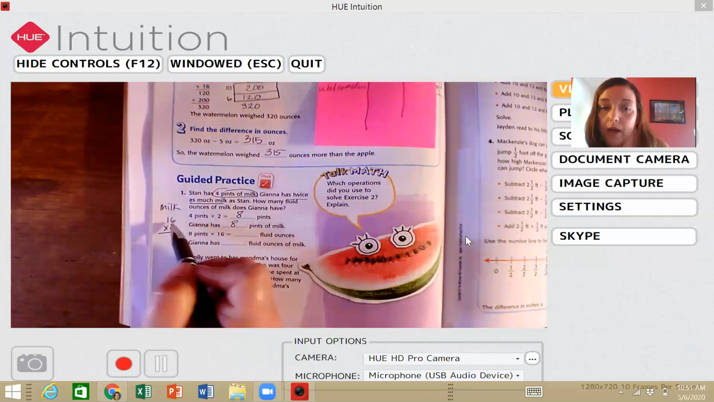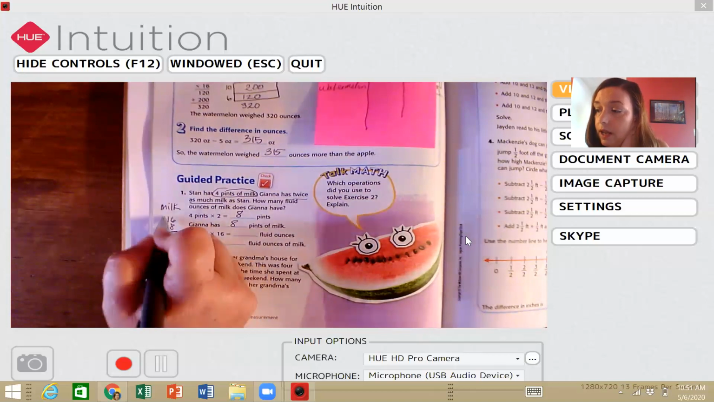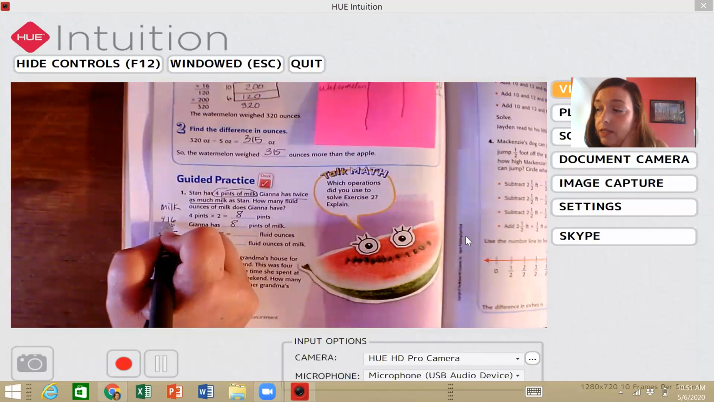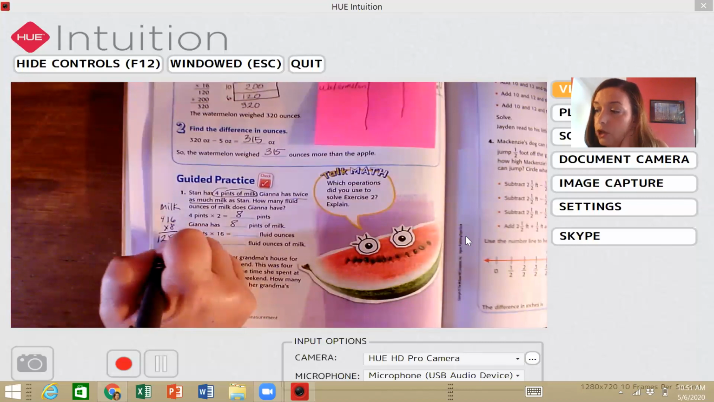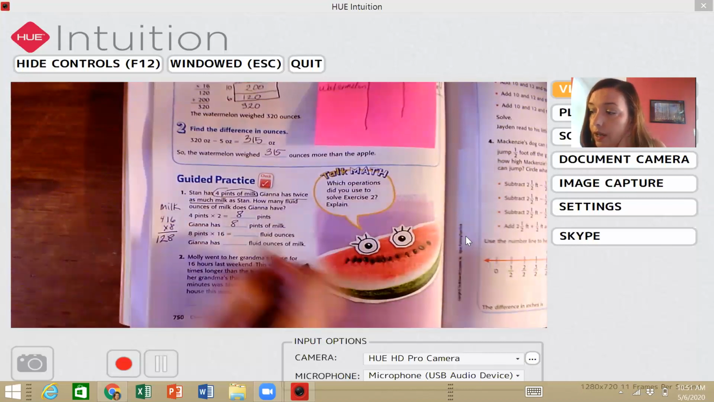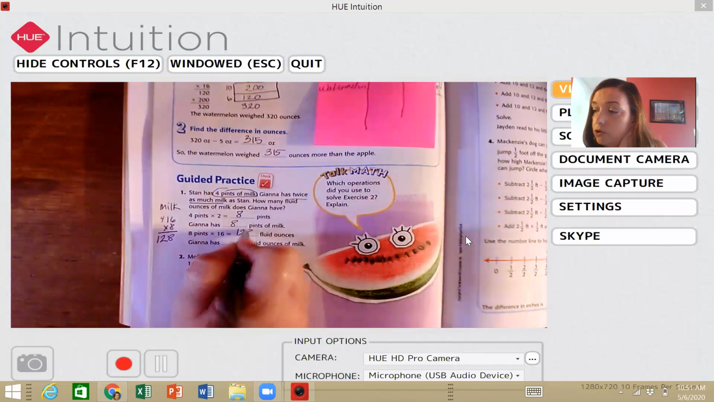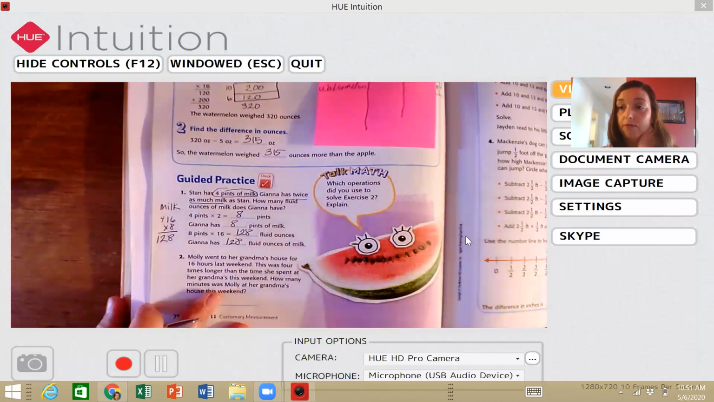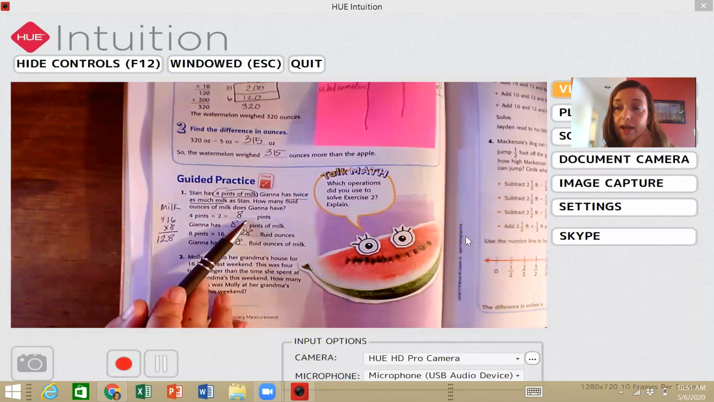So I do 6 ones times 8 ones is 48 ones. And 8 times 10 is 8 tens plus 4 more tens is 12 tens. So that's going to be 128 fluid ounces. So Gianna has 128 fluid ounces of milk. Okay, so first I had to figure out how many pints she had, and then I had to convert the pints into ounces because the problem asked us how many ounces.